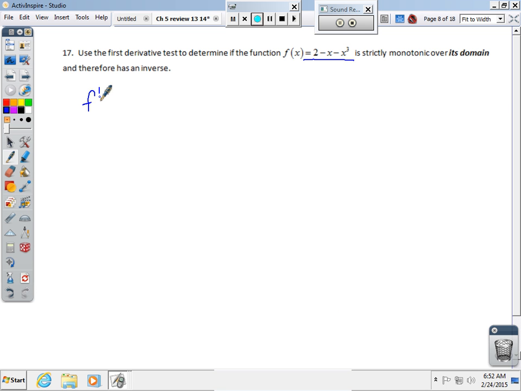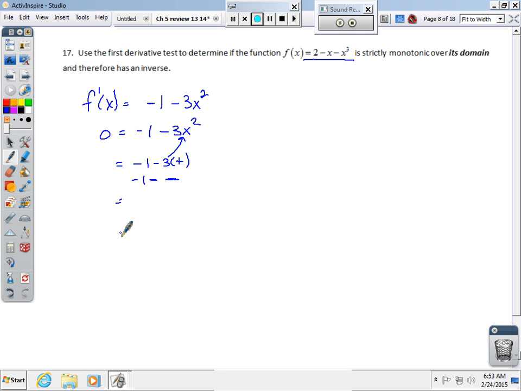Alright, so f prime of x is going to be equal to negative 1 minus 3x squared. Set that equal to 0. Now at this point, you can solve this and see what ends up happening, but I know that no matter what value I substitute in for x and square it, that's going to be a positive. So I'm going to have a negative 1 minus 3 times a positive number. Well, that's going to be a negative. A negative 1 minus a negative number is going to be negative.